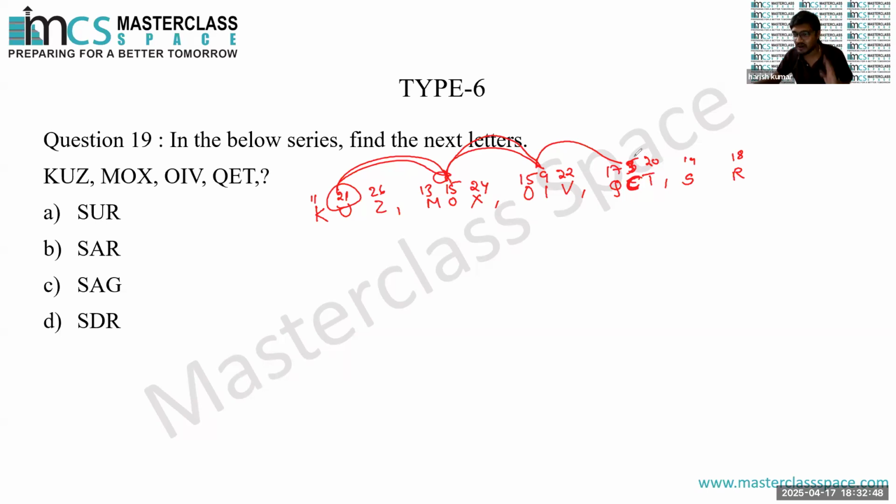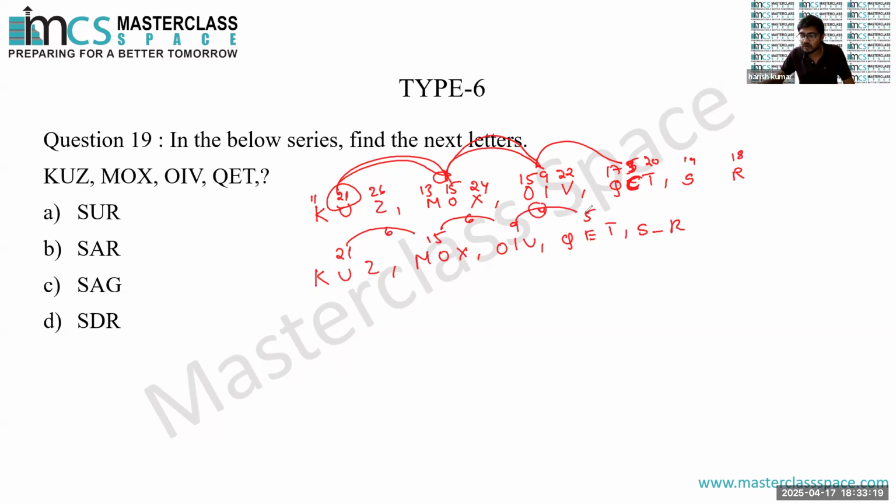Okay. This is the logic. See, this is a very good question. Here, you will go to this point and feel that we have KUZ, MOX, OIV, QET, and S dash R. So this is 21, this is 15, this is 9, this is 5. Now, what do we feel? We feel that there is no pattern, because from here to here the gap is 6, here to here also 6, here to here the gap is 4. You feel that this is a mistake.